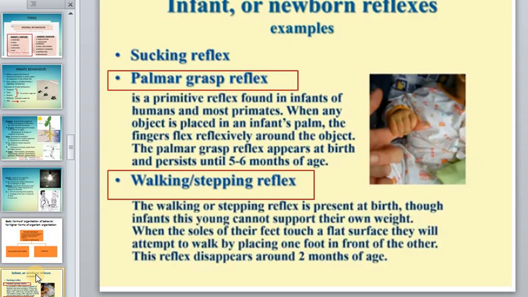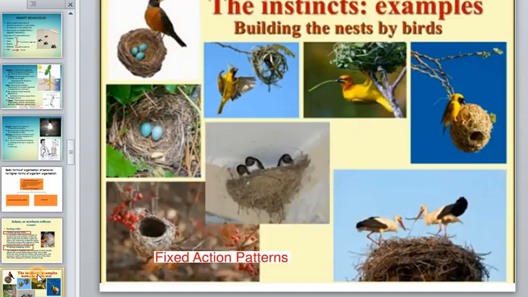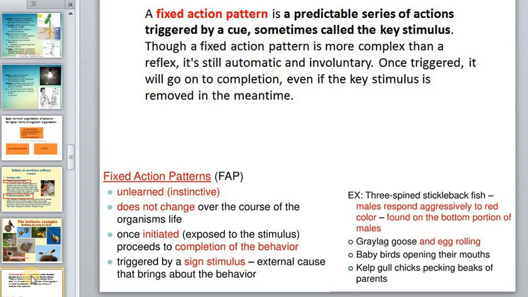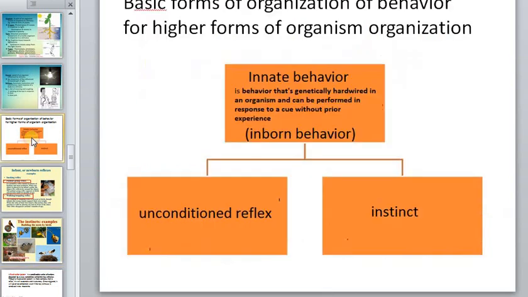For example, infant or newborn reflexes occur without any experience, unconditioned reflexes, such as the palmar reflex and the walking stepping reflex. An example of instincts is the building of nests by birds. Nobody did it before. These are fixed action patterns. So we discuss all forms of these inborn reflexes and instincts.